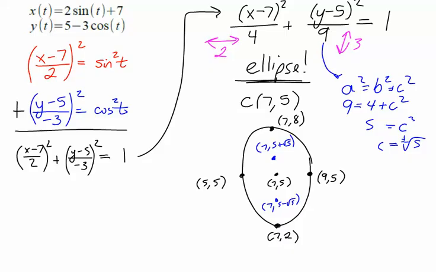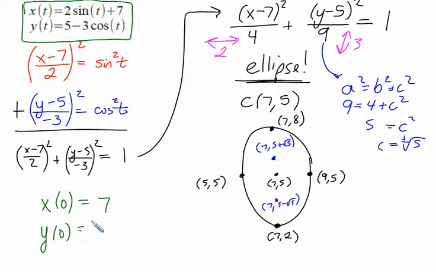What else? Well, we need where t equals 0. So if we look back up to the top of our problem, to the original equations we were provided, x of 0, sine of 0 is just 0, so x of 0 is 7, and y of 0, well, cosine of 0 is 1, 5 minus 3 is 2. This right here would actually be the point formed by t equals 0.